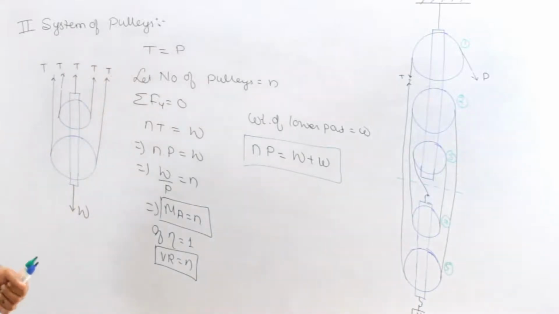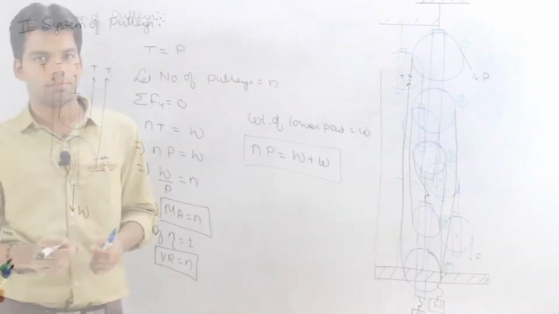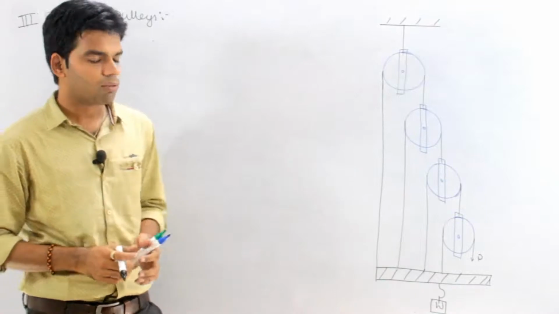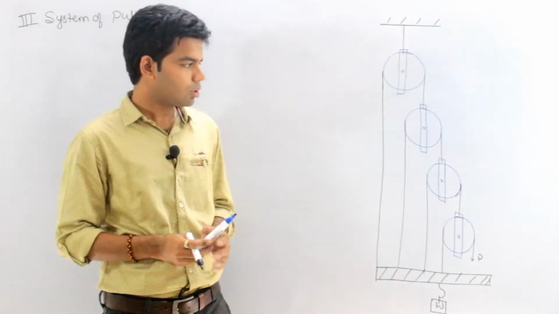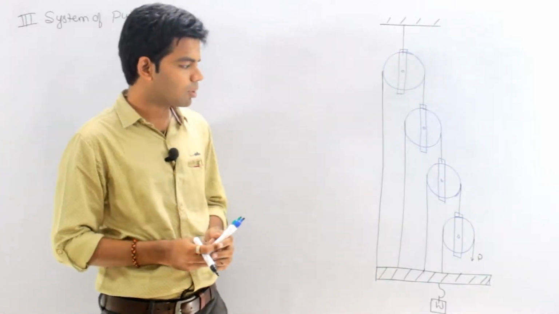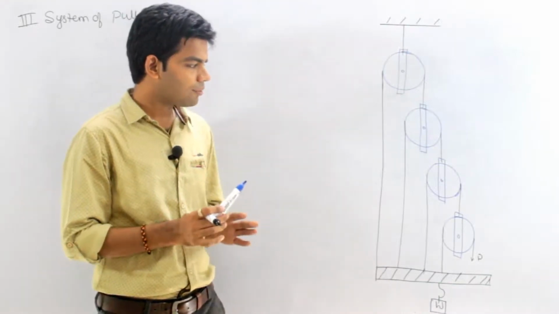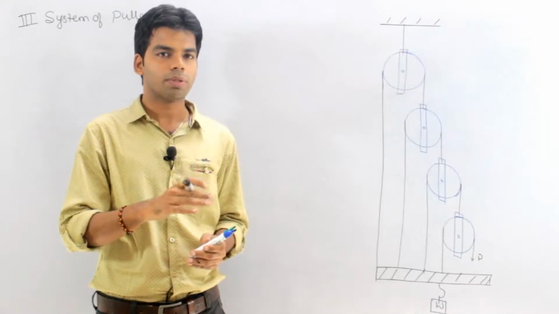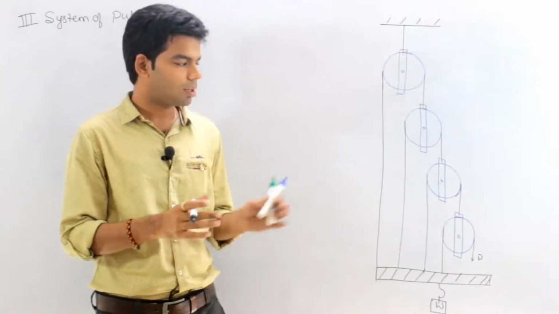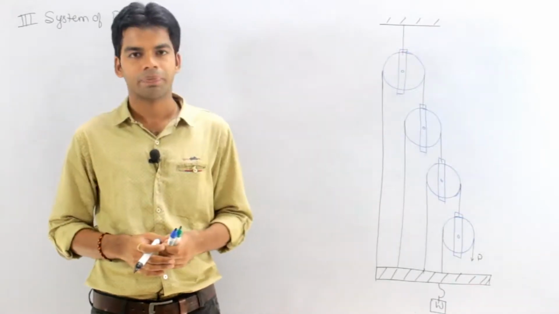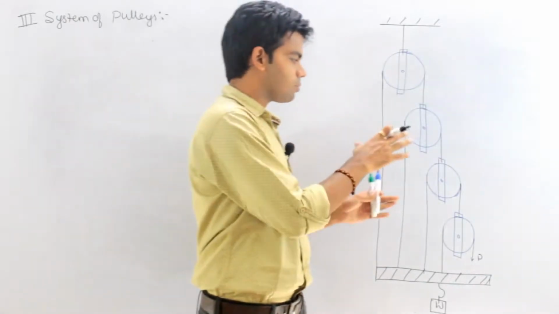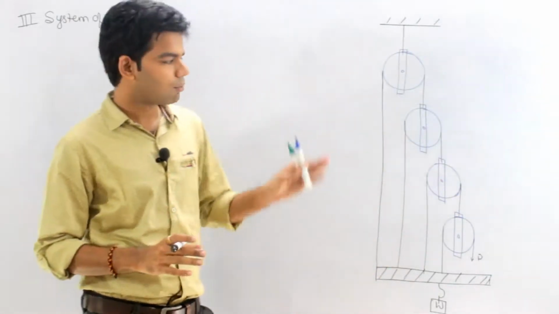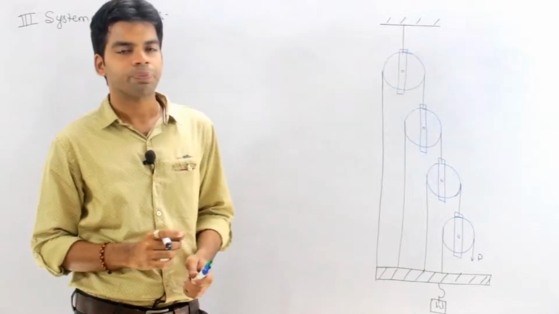Okay. Now coming to the third system of pulleys. The next system of pulleys is the third system of pulleys. Okay, so this is the arrangement for the third system of pulleys. Suppose we have 4 pulleys. Different ropes are wrapped on different pulleys. Getting this or not? Whatever be the number of pulleys, that much is the number of ropes required in this system of pulleys.